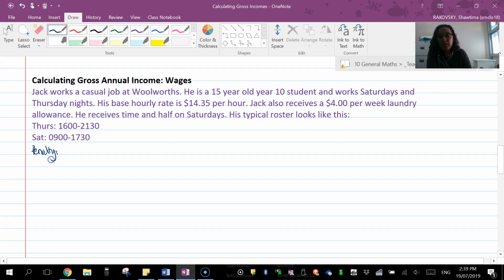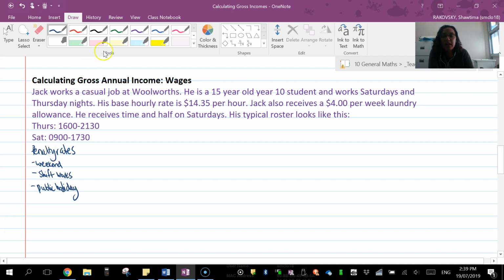Those penalty rates vary between employers, but your penalty rates are generally paid for weekend work, shift work, so early mornings, late evenings, and public holidays. So if you're working a public holiday, you're generally rewarded by an increase in your pay rate, and that's generally by a percentage or a proportion, like a fraction of it.